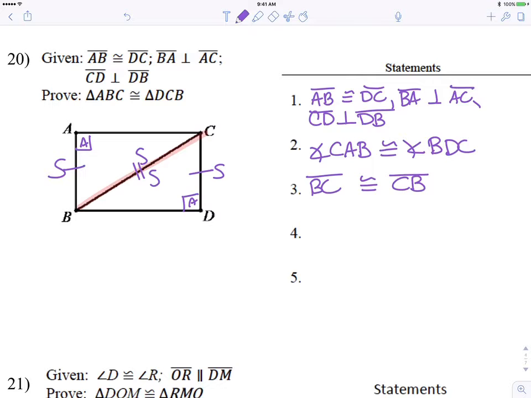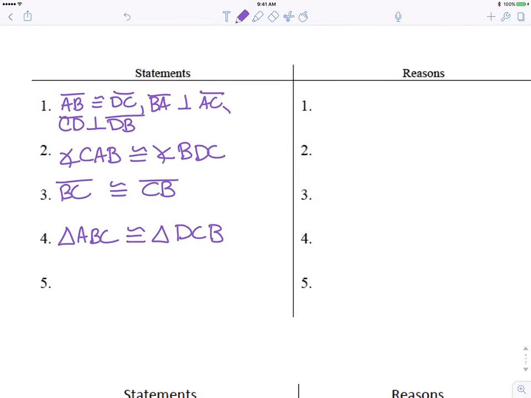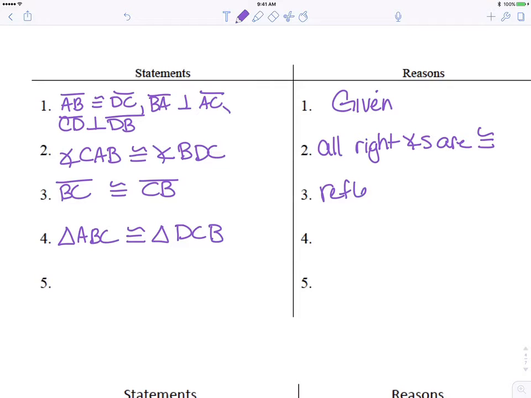And that's it. We're ready to go ahead and say that the triangles are congruent because we have three pairs of congruent parts. So triangle ABC is congruent to triangle DCB. And that's by hypotenuse leg. So this is given. This is because all right angles are congruent. Then we have the reflexive property. And this is hypotenuse leg.